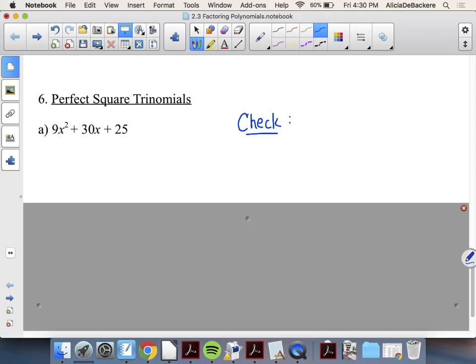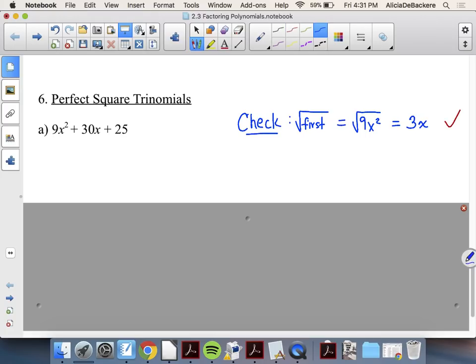The first thing I need to check is that I can square root the first term. So in this case, I want to be able to square root 9x squared. And I can do that. I can take the square root of 9, it's 3. And I can take the square root of x squared, that would just be x. So that's a check, that's a go.